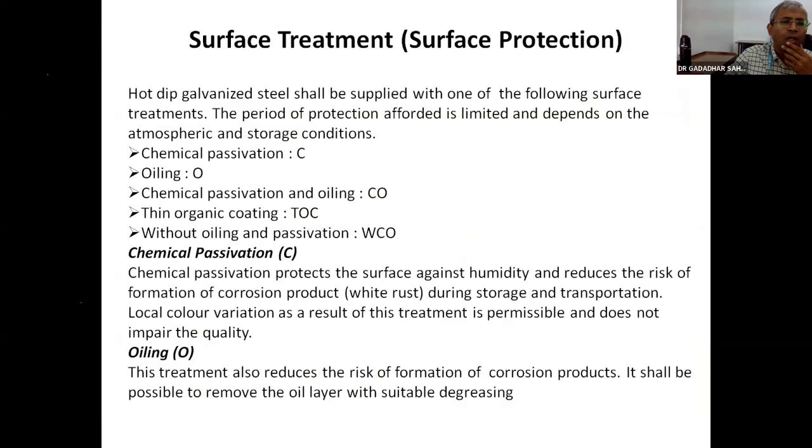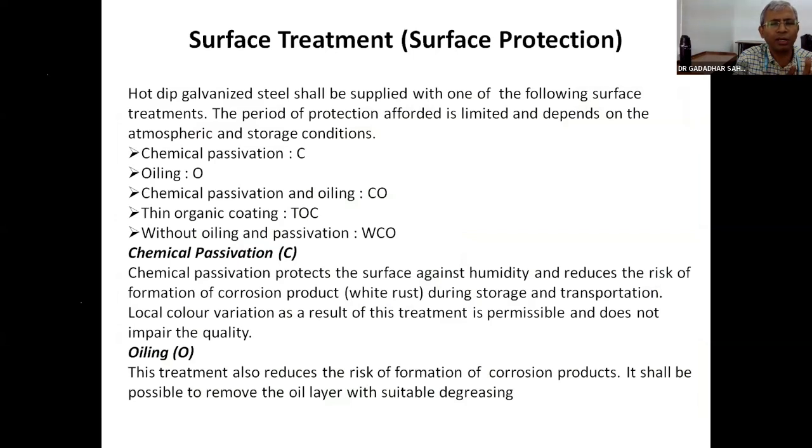Now coating surface treatment, the way I was telling, with zinc there could be possibilities of white rust formation. To avoid that, passivation is done on the surface, chemical passivation. Other possibilities are oiling, chemical passivation and oiling, CO, thin organic coating. Without oiling and passivation also it is feasible.